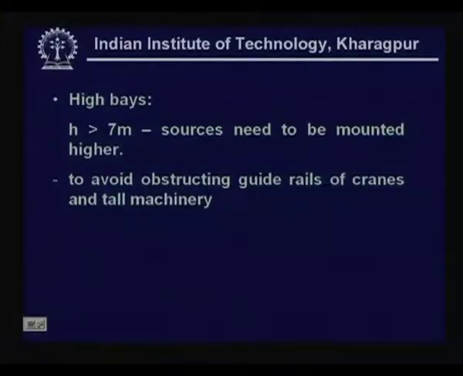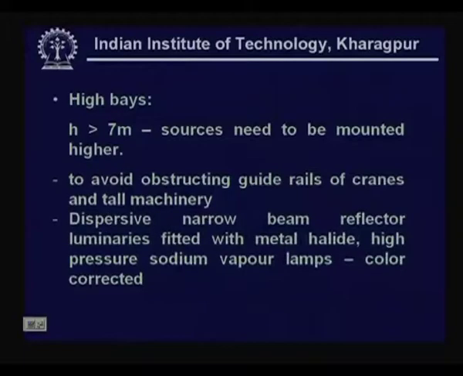This is a part you will have if it is an industry involving gas manufacture or gas plants. So the gas handling systems, you have cooling systems, heating systems, all. There it's believed that you have dispersive narrow beam reflector luminaires with metal halide or high pressure sodium vapor lamps which are color corrected. Let me re-emphasize that the addition of halides in the mercury vapor lamps has enabled us to improve the color rendering ability, and they are what we call color corrected lamps.